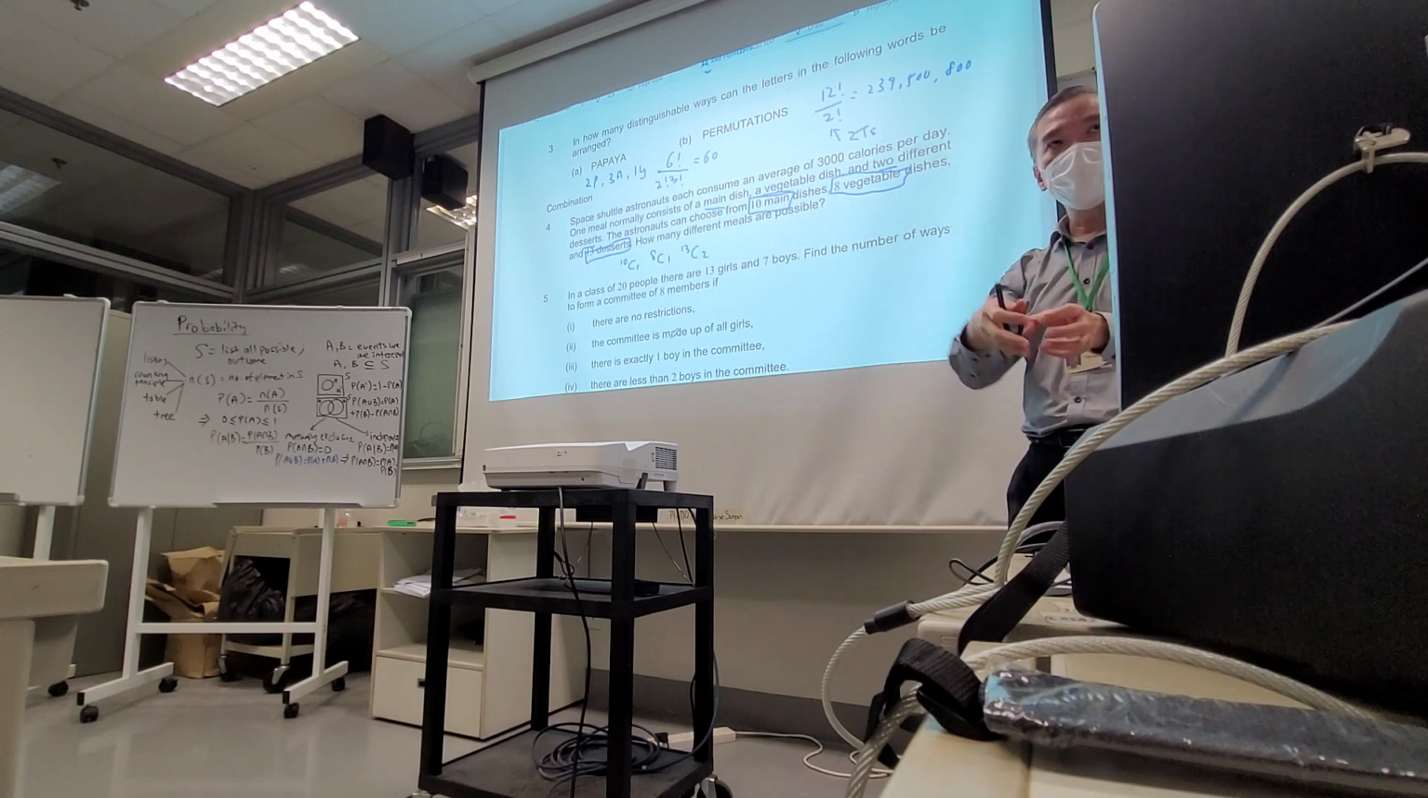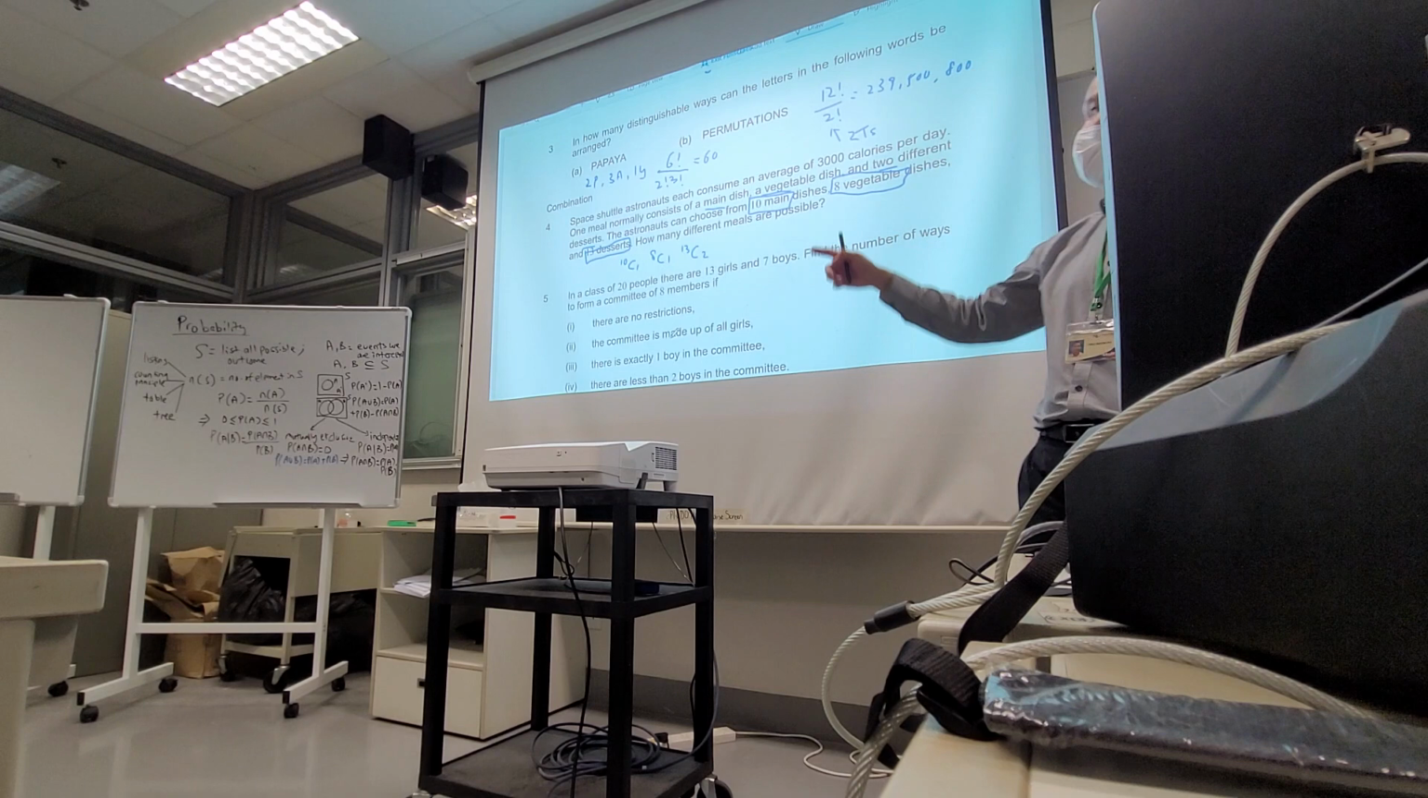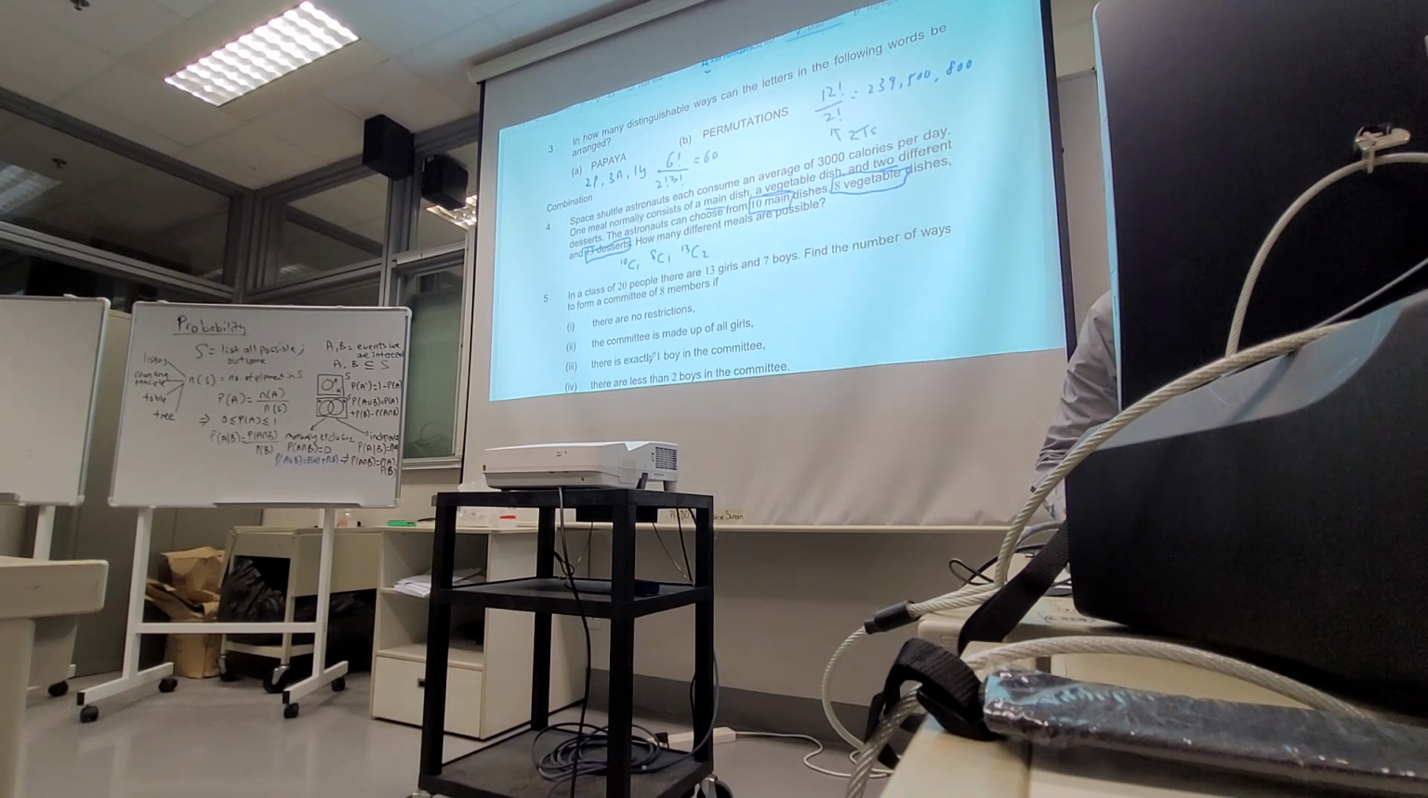That means I have 1 meal, 1 veggie, and 2 desserts. All these will come together, so that's why you need to multiply all of them together. Okay, so if you work out the solution, the answer is 6240. You just go and press your calculator.